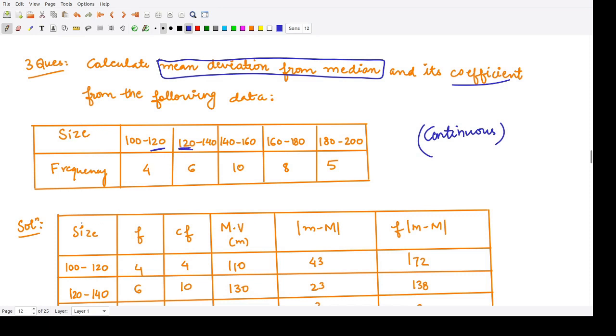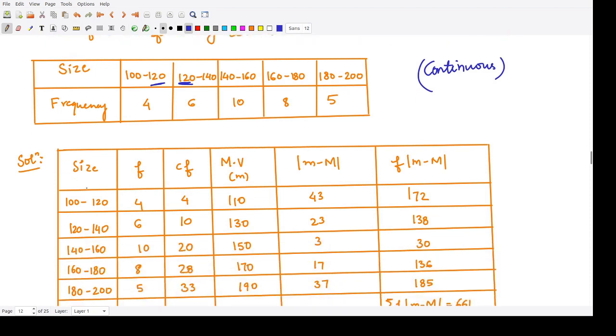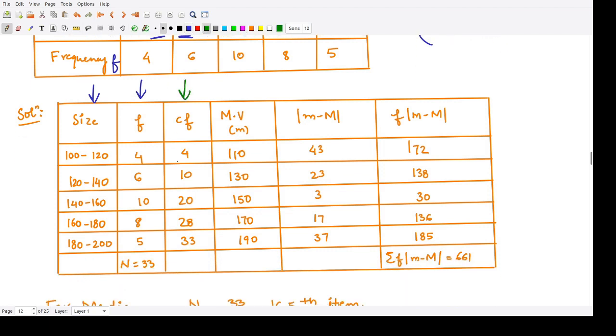So firstly we create this table, we write the sizes x here in this column, we write the corresponding frequencies here in this column, and next we create this cumulative frequency column. How? This you already know. So you write 4 as such, then you add up 6 plus 4, so you will have 10, then you add up 10 plus 10, you will have 20, and so on. So this 33 and 33 matches.